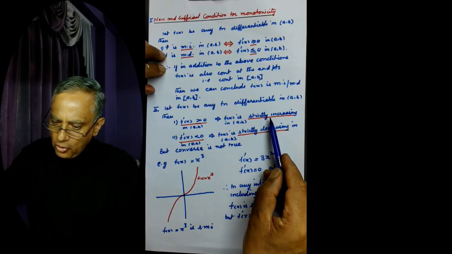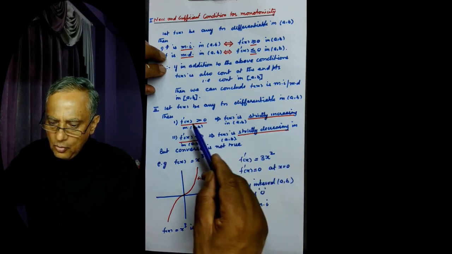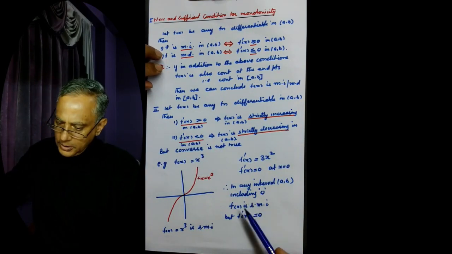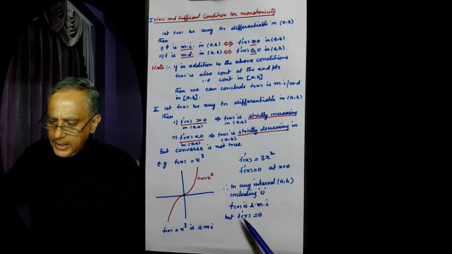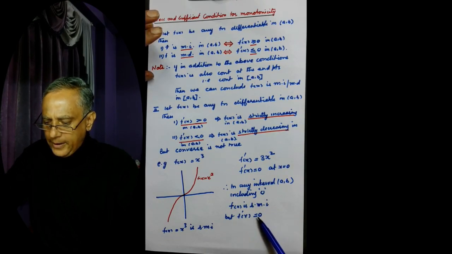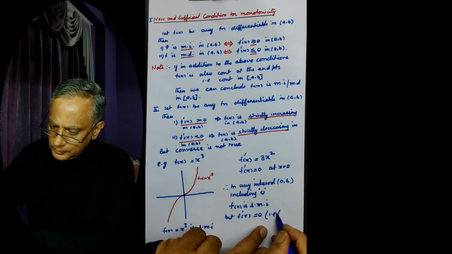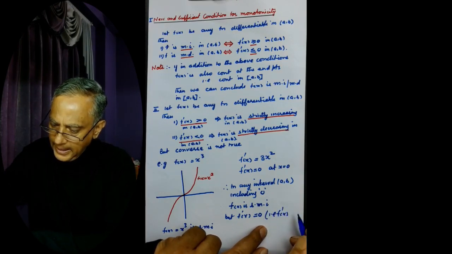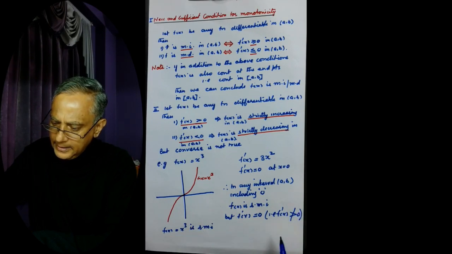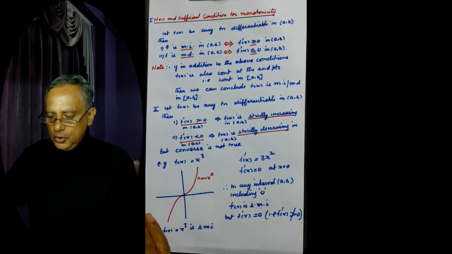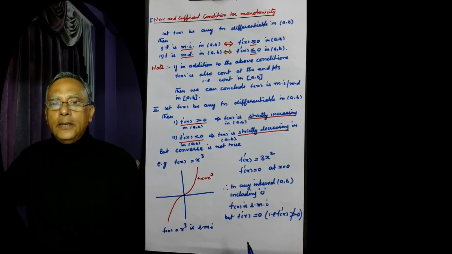So strictly monotonically increasing will not mean f'(x) is greater than 0, because here the function is strictly monotonically increasing but f'(x) is equal to 0. That is, f'(x) is not greater than 0. It is equal to 0. So the converse of this is not true.